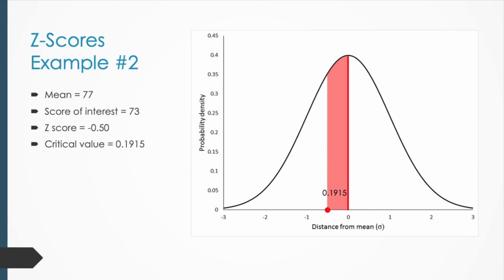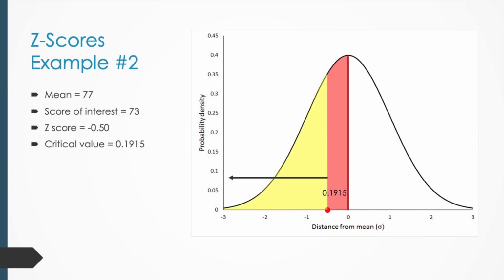But what this is telling us is that about 19.15% of students scored between the mean, which was 77, and Scott's 73. But we wanted to know what percentage of students scored below Scott.